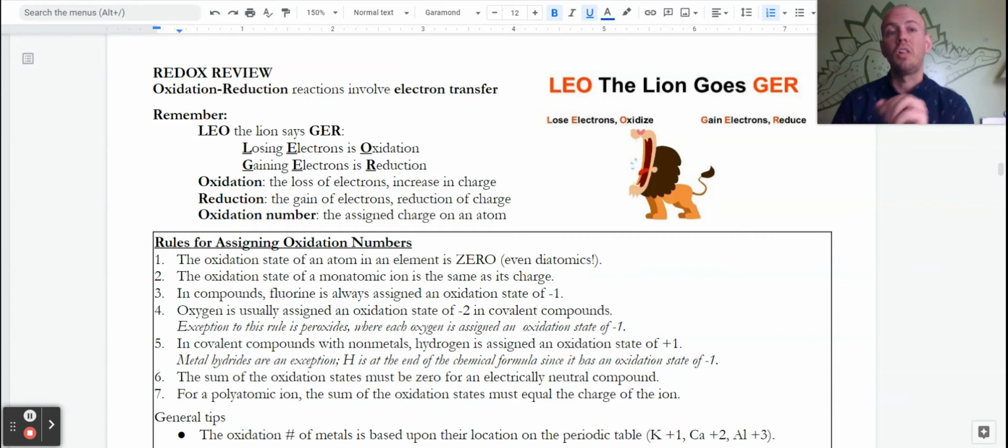energy. It's all about electron transfer, so it's really about oxidation and reduction. So we do want to remember what oxidation and reduction are. Oxidation is the loss of electrons, which results in the increase in charge or increase in oxidation number. So losing electrons is to oxidize, Leo. Reduction is the gaining of electrons. We reduce our charge or our oxidation number, and gaining electrons reduces it. So we remember that with Leo the lion says grr.